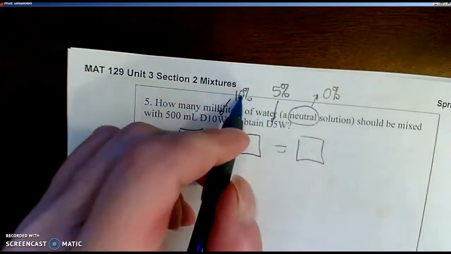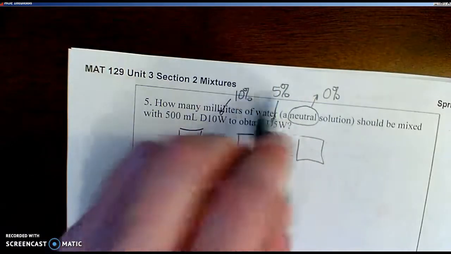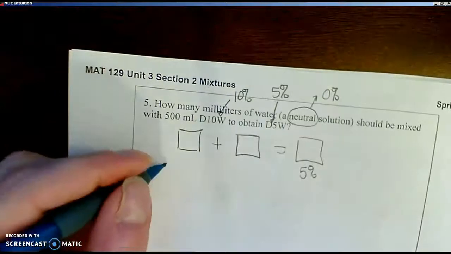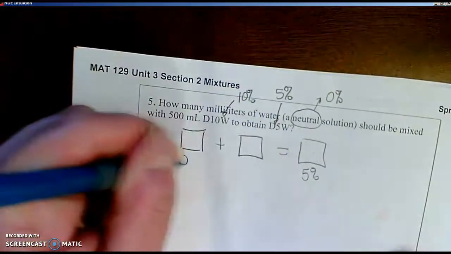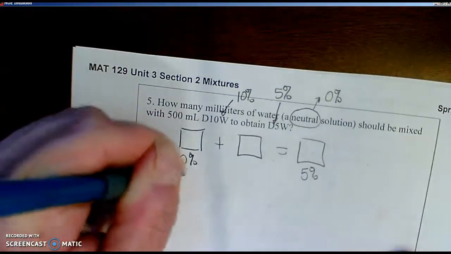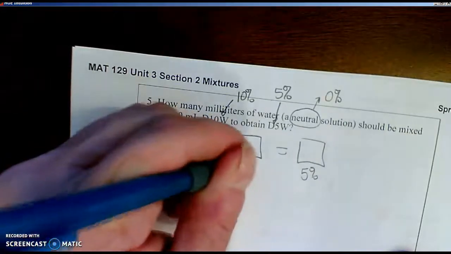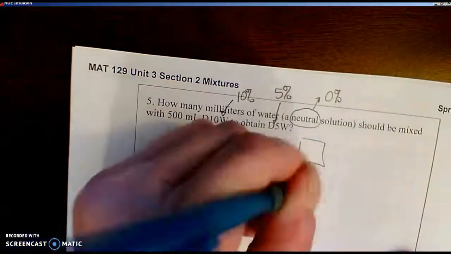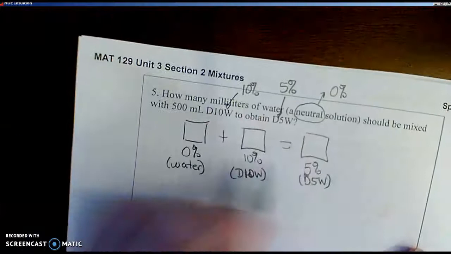And now that we've got our percentages, it should be obvious that the 5% is in between the other two. So 5% goes here. And the other two, so the water is mentioned first, so I'll make that first. Remember that this is the water. And then the other one must be the 10%. And that's the D10W. And this is the D5W. So that's what's going on here.